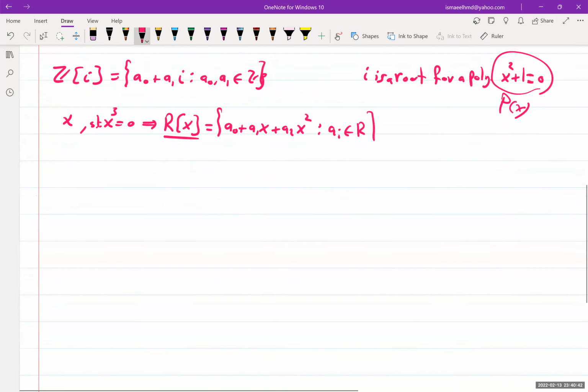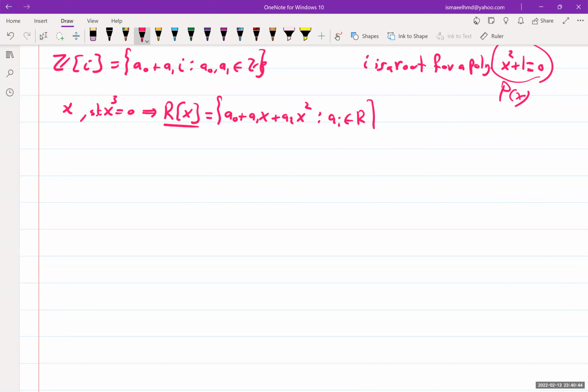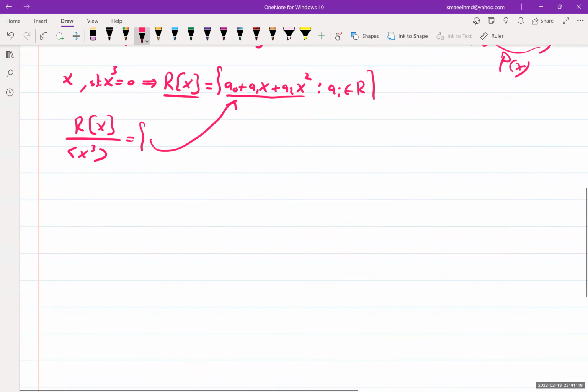So this polynomial ring, we can write like this: R[x] divided by the ideal generated by x to power 3. This means that in the polynomial ring R[x], we have x to power 3 is 0. So the elements are such polynomials: a0 plus a1 x plus a2 x squared.